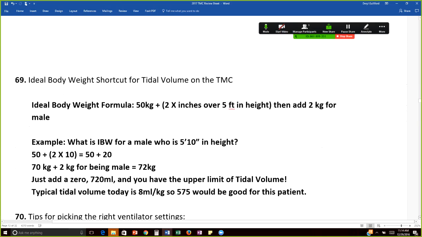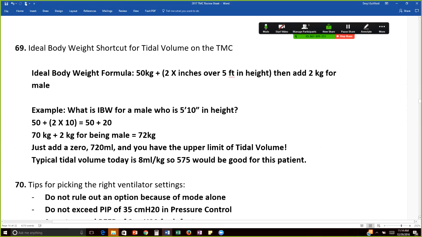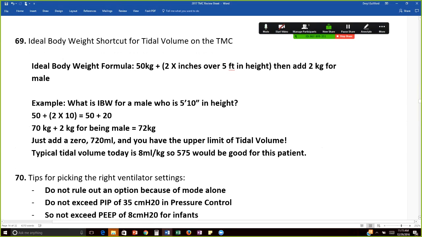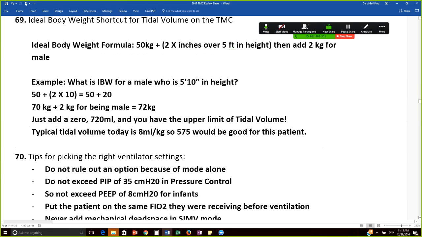The shortcut for ideal body weight, you have to know this, folks. 50 kilograms plus 2 times the inches above 5 feet in height. That gives you the ideal body weight. If it's a male, add 2 more kilograms. And then I give you an example here of how you would actually use that to determine ideal body weight.